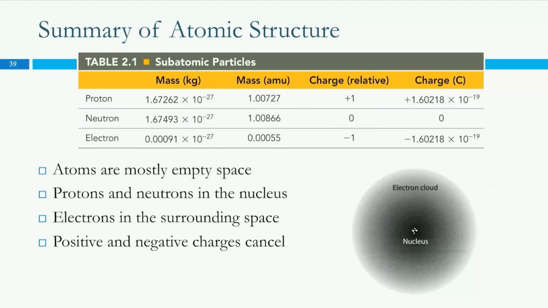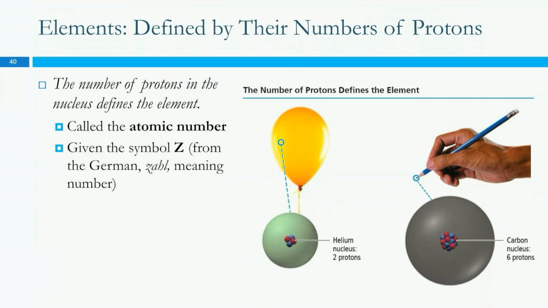Atoms are mostly empty space. Protons and neutrons are in the nucleus, electrons surround that, and positive and negative charges cancel. And that pretty much sums it up. Moving on now, we've got all those things down or refreshed from previous chemistry classes.